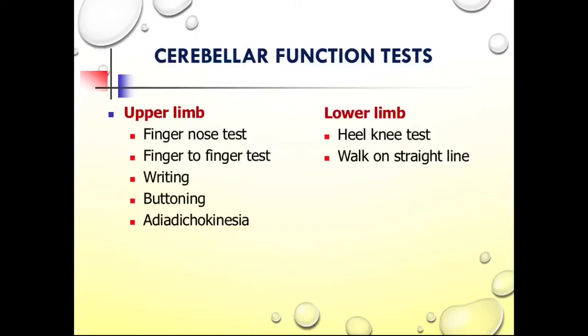All these are signs in the cerebellum. Yes, these are the cerebellar function tests, where the lesions are happening. How will you test it? For the upper limb: finger-nose test, finger-to-finger test, writing, buttoning, diadochokinesia. For the lower limb: heel-knee test and walking on a straight line.